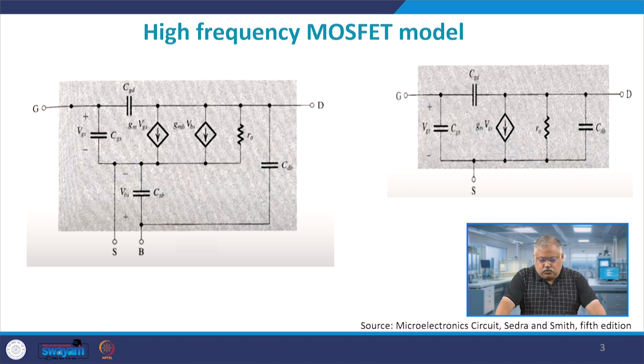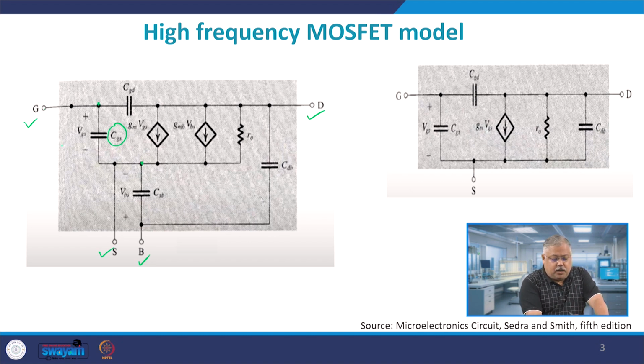Let us now come to the high frequency MOSFET model, right, and let me take into consideration all the other explanations and we will go one by one. So, again I am taking a 4 terminal device, we have a gate, drain, source and body. So, let us start from the gate and let us move towards the body. If I have a gate, then I have the CGS, gate to source capacitance, which is between this point and this point.